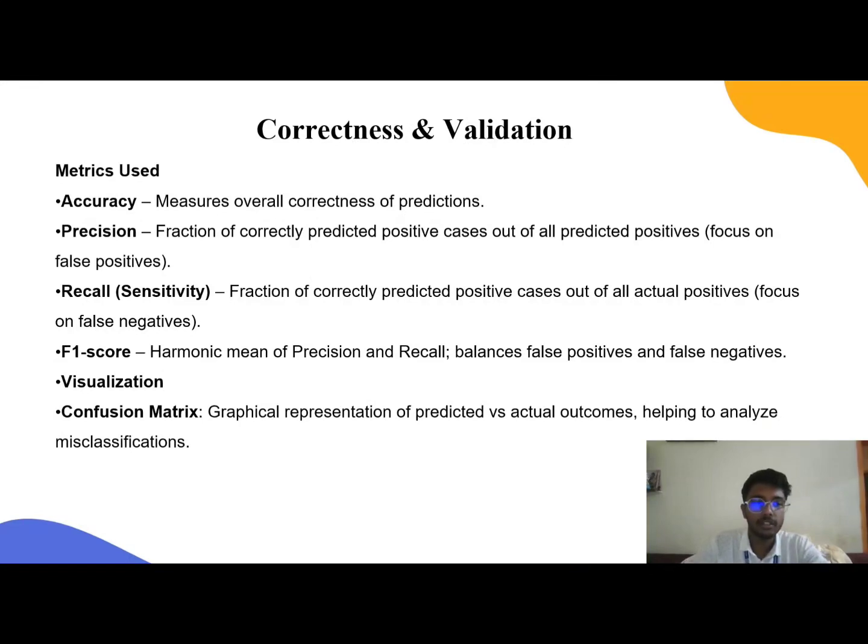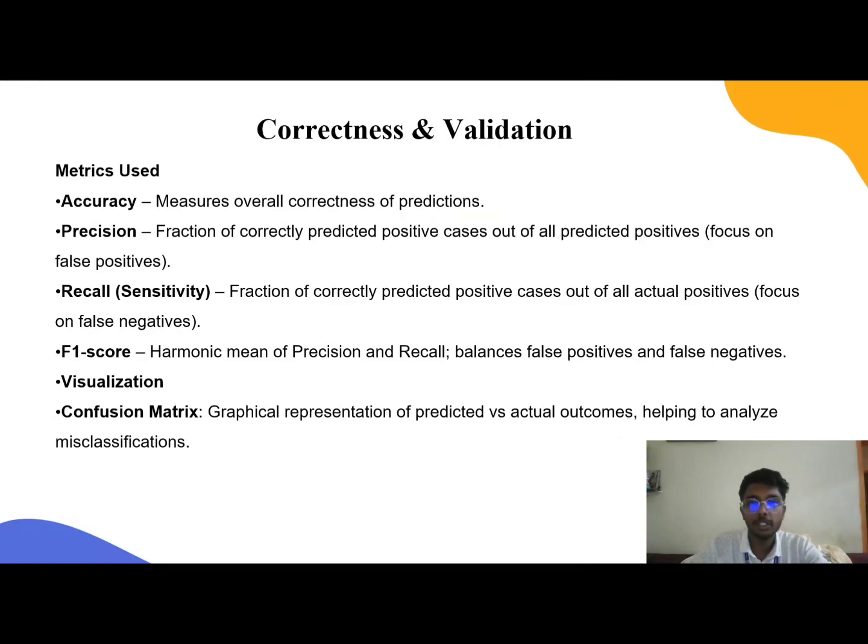Second one is the precision. It focuses on the quality of the positive predictions. That is, it shows the fraction of correctly predicted positive cases out of all cases that were predicted as positive. It is important because if the model predicts too many false positives, it can lead to unnecessary anxiety or incorrect treatment. Third one is the recall.